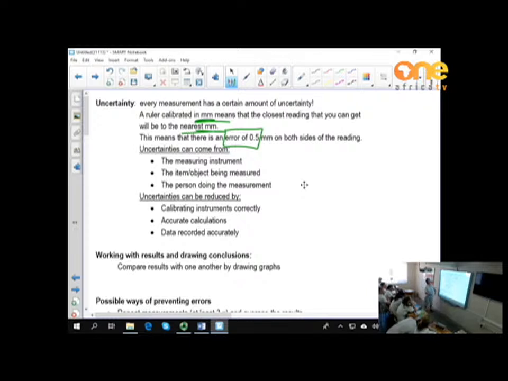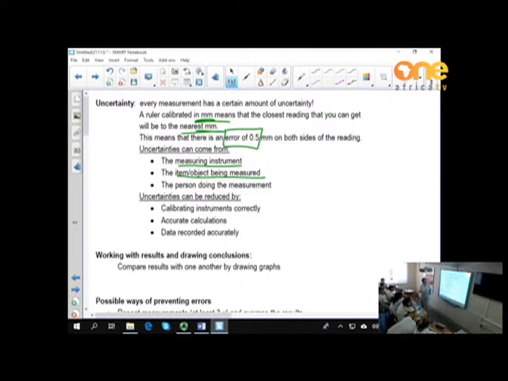Uncertainties in readings can come from the measuring instrument. It can come from the item or the object being measured. Sometimes it's very difficult to hold the object still. It doesn't want to stand still. It's a living thing that's bouncing around. Or you have to take the measurement in a very, very dark room and you don't have a good light on you to make the reading.